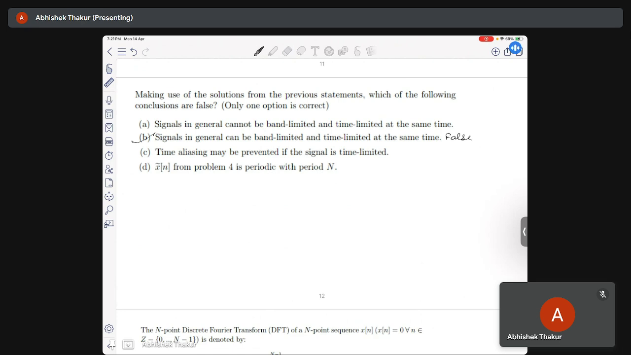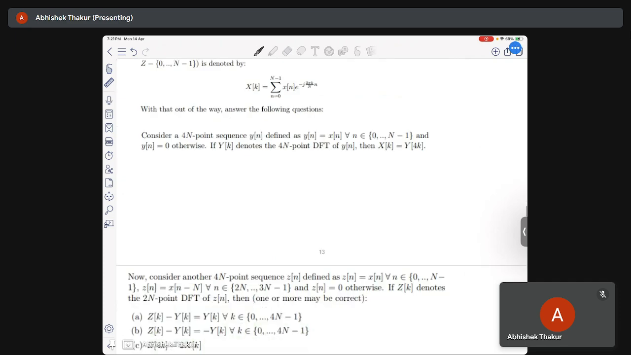Time aliasing may be prevented if the signal is time limited. This is also true. Periodic is period. This is also true. So option B is the correct answer for this question.